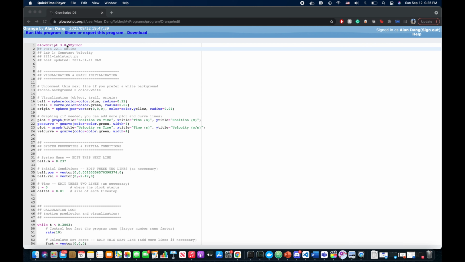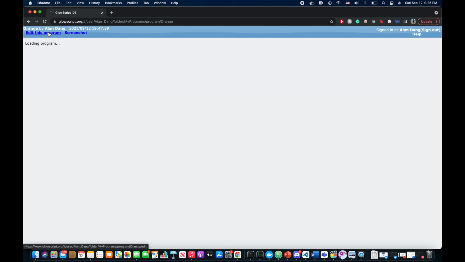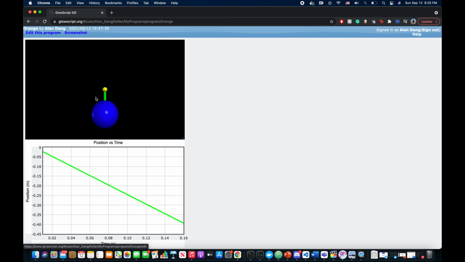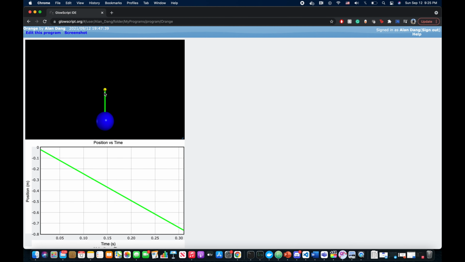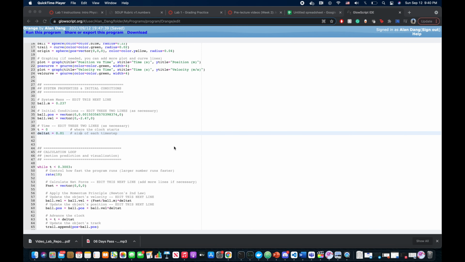So this is our computational model in Glowscript. We run it. This is what it looks like. As you can see, the dot goes down the y-axis, and we can see here on the chart, as time passes, the position is moving in the negative y direction. So this is what the code behind the computational model looks like.